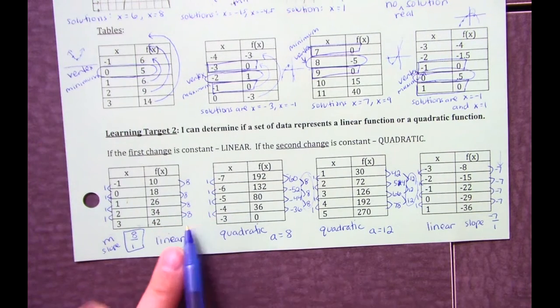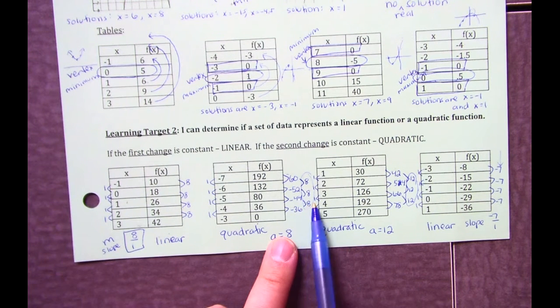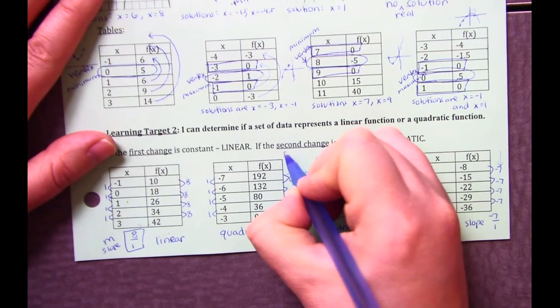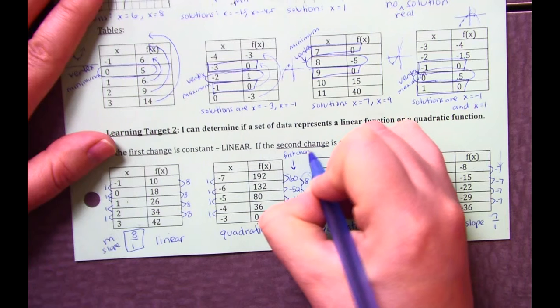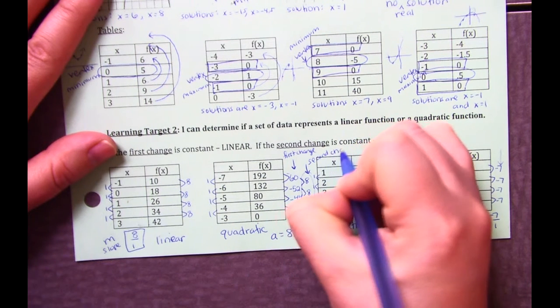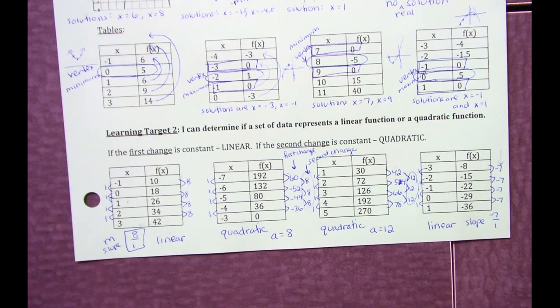So if the first change is constant, we'll call this the first change, it's linear. If the second change is constant, we'll call it quadratic. This right here is the first change. This right here is the second change. It's like the change of the change. And that is how you can tell if a set of data represents a linear or a quadratic function.